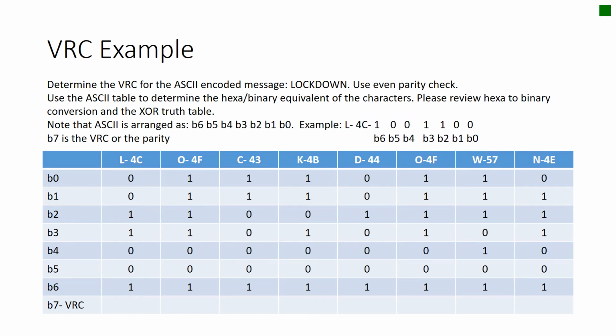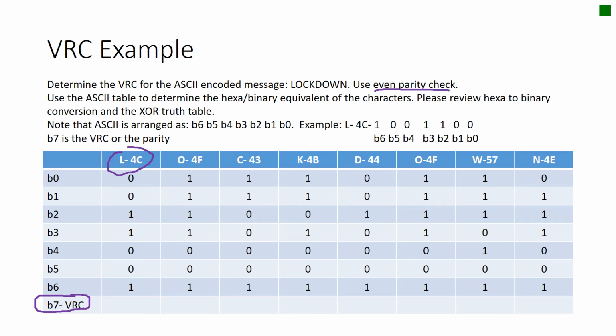Okay? So now, again, please try to translate characters O, C, K, D, W, and N from hexa to binary and check if my answers are correct. Okay? So now, assuming that I have converted or translated the ASCII characters into binary correctly, how do we determine the VRC? Again, on the instruction, it is said that we need to use even parity check.